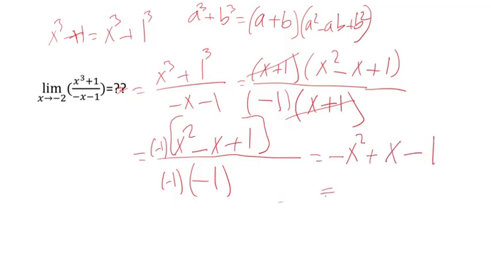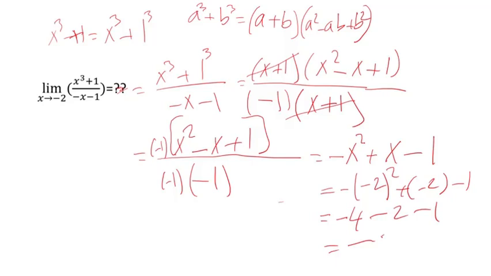So then I just plug in the number. Instead of x, minus 2 squared plus minus 2 minus 1. So minus 2 squared is just 4, plus minus 2 is just minus 2, minus 1. Minus 4, minus 2 is minus 6, minus 1, minus 7.